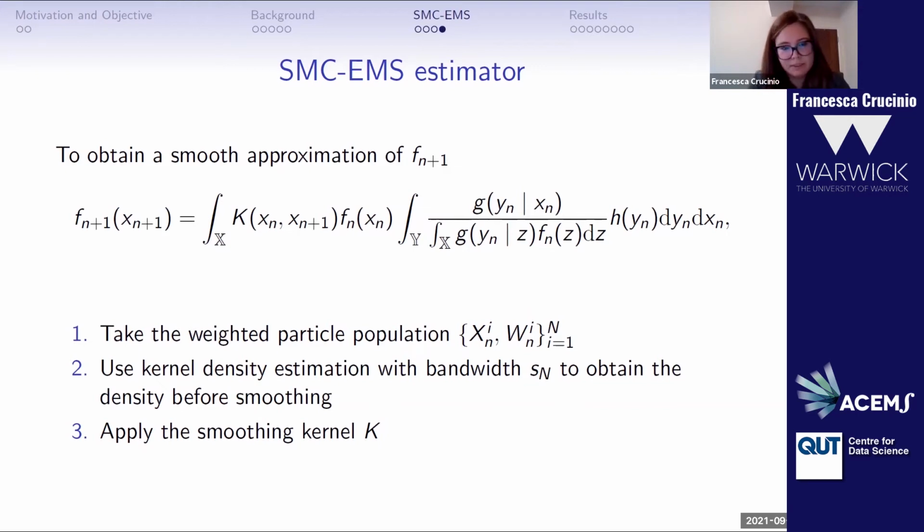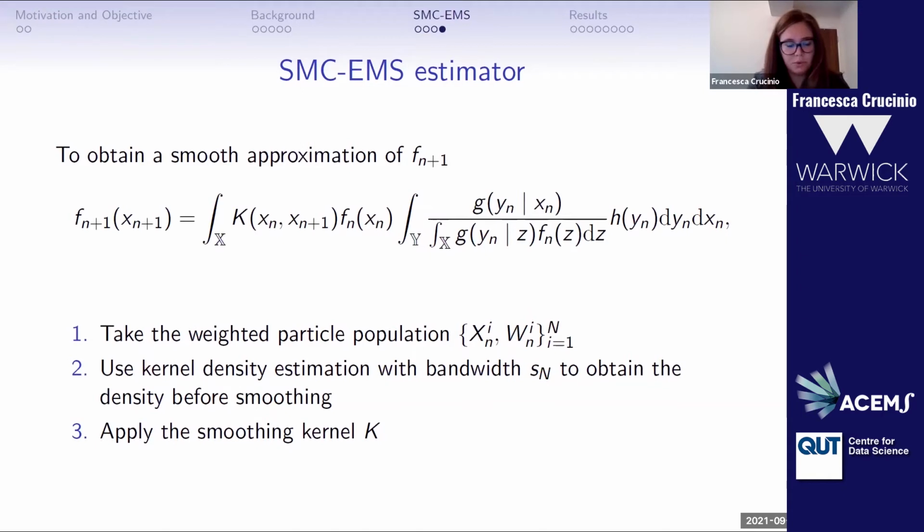So what happens here is that given the weighted particle population, which is basically what we obtain from the iteration above without the smoothing kernel, so let's say we stop before applying this K at time n plus 1, we use the weighted particles to get a kernel density estimator with bandwidth that goes to 0 with the number of particles. And then afterwards, we apply the smoothing kernel.